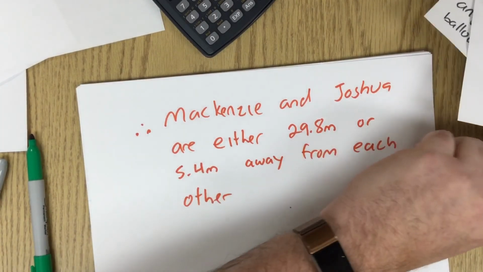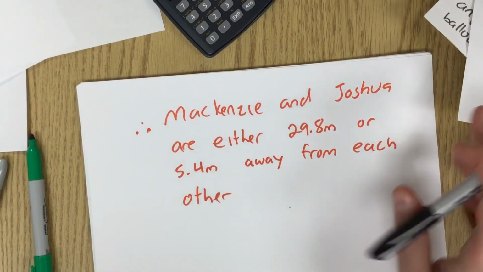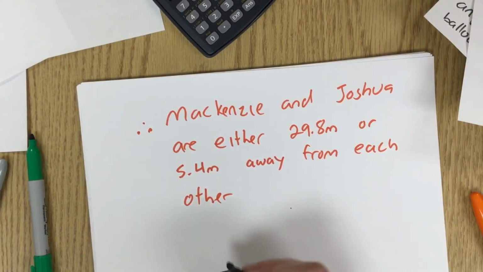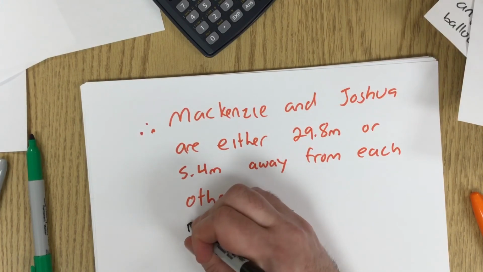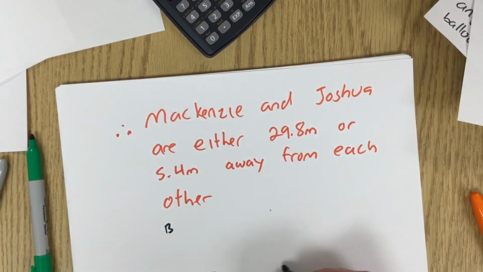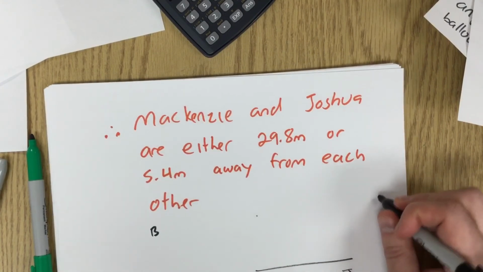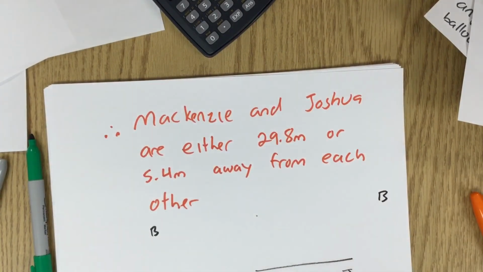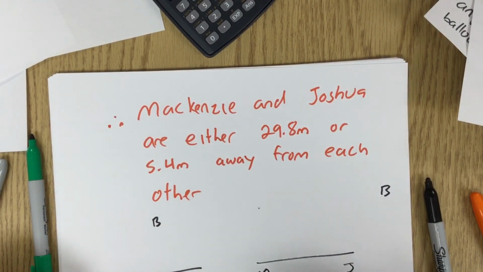Now, how is this possible? How could it be two different things? Well, we assumed that the balloon was in the middle, but it doesn't have to be, right? Either we have Mackenzie and Joshua with the balloon over there, or we have Mackenzie and Joshua with the balloon somewhere over there. And either way, the angle is going to work out. And that's it.